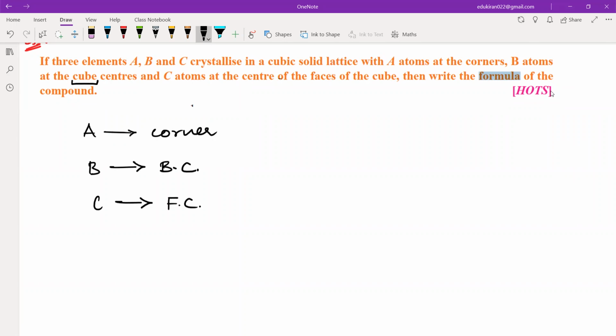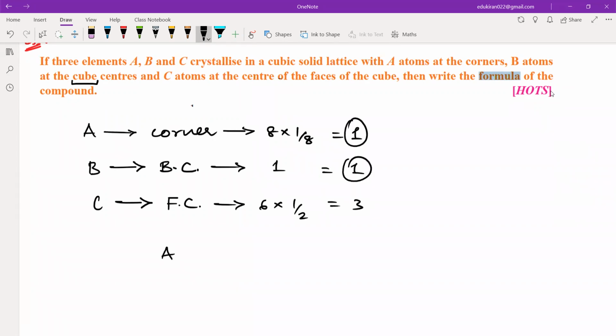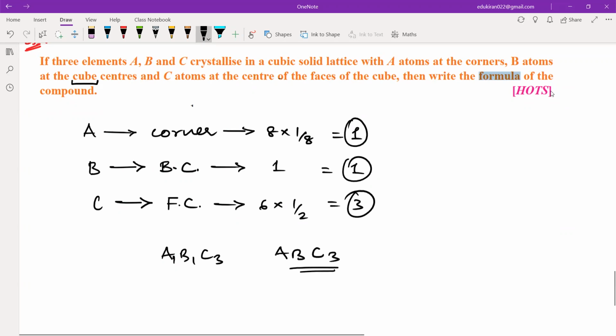Okay. Then write the formula of the compound. So corner is 8 into 1/8. This will give me 1. Body center is 1. So this will give me 1. Face center is 6 into 1/2. That will give me 3. So these are the numbers that you have to focus on. You have A1, B1, C3. So you can write A, B, C3. Now, let us move on to a different type of question.